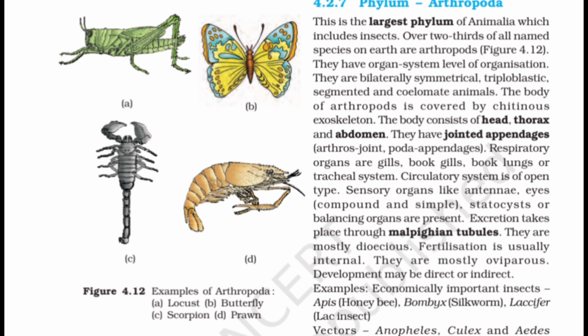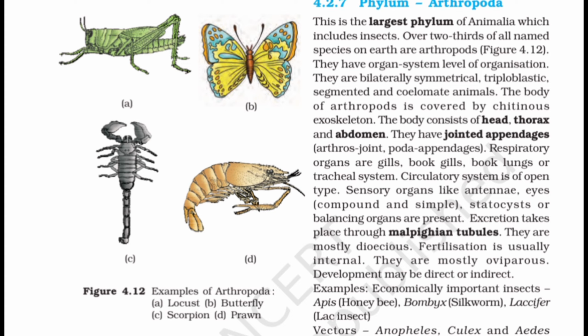They have organ system level of organization. They are bilaterally symmetrical, triploblastic, segmented and coelomate animals. The body of arthropod is covered by chitinous exoskeleton. The body consists of head, thorax and abdomen. They have jointed appendages. Arthros means joints and poda means appendages.